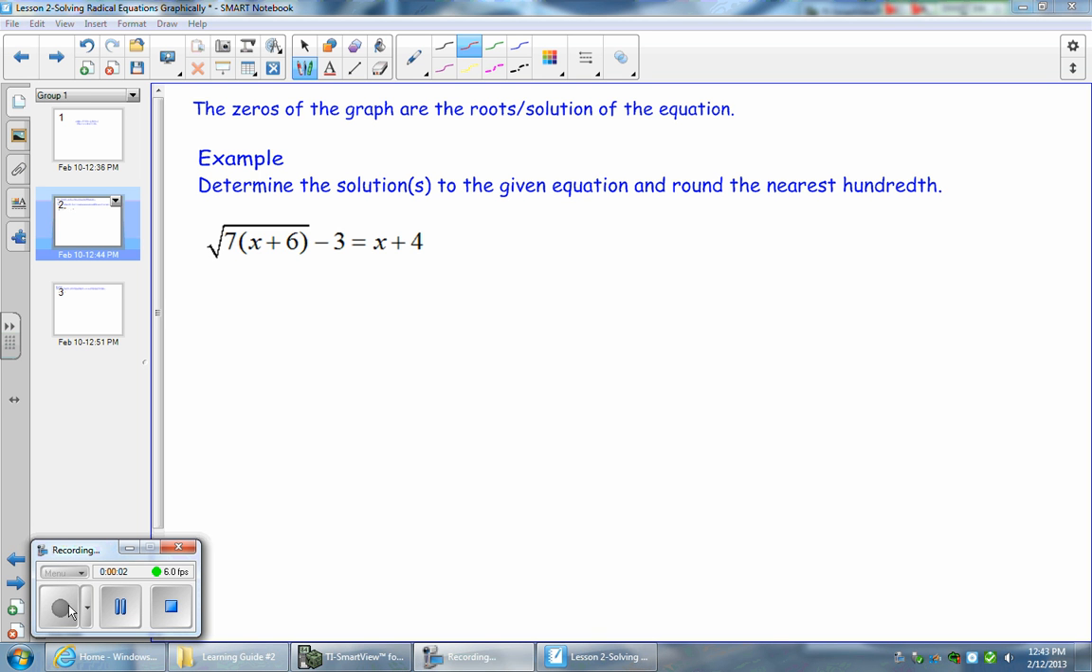In this lesson, I'm going to teach you how to solve a radical equation using a graphing calculator. So starting with the first sentence that I have up here, it says the zeros of the graph are the roots and the solutions of the equation. So if I want to solve an equation, it's quite simple. You could just use the graph and find the zeros to solve for the variable.